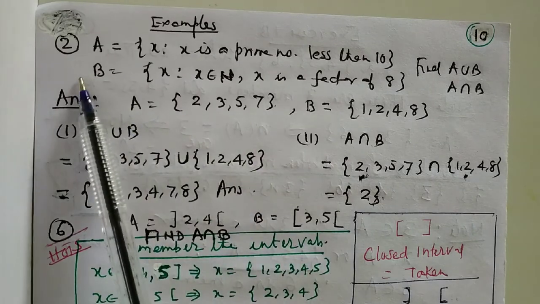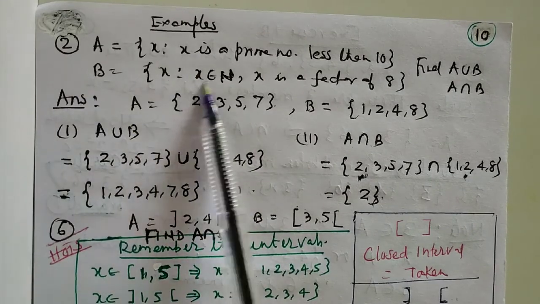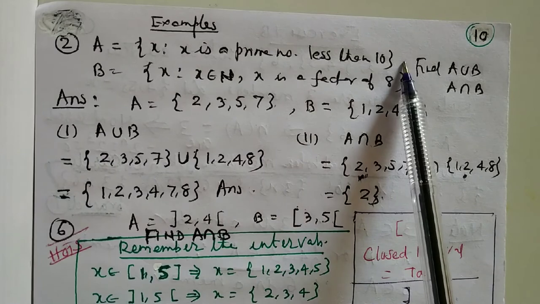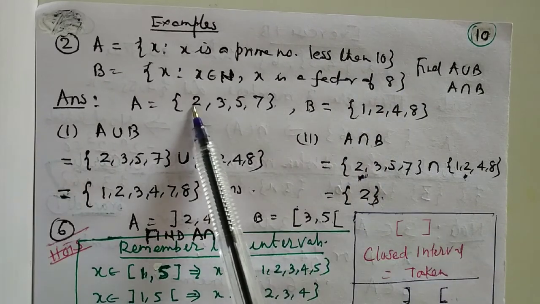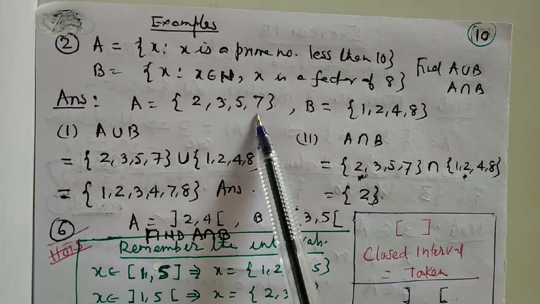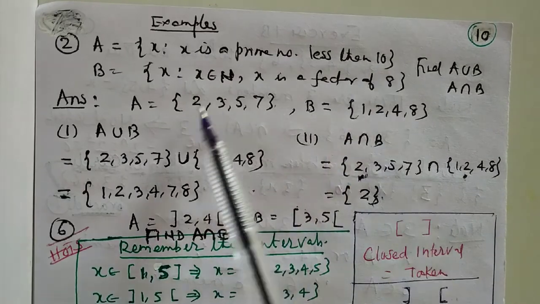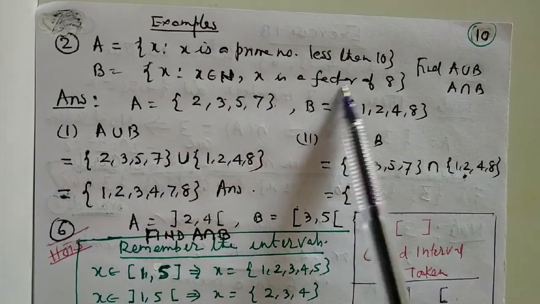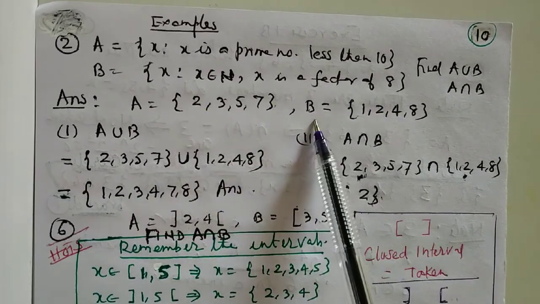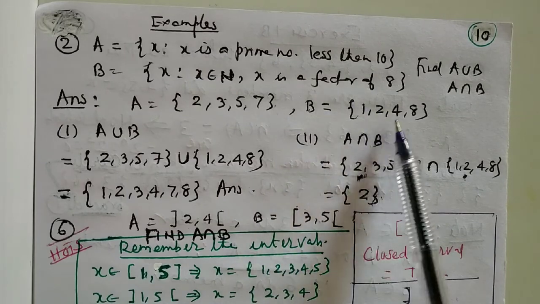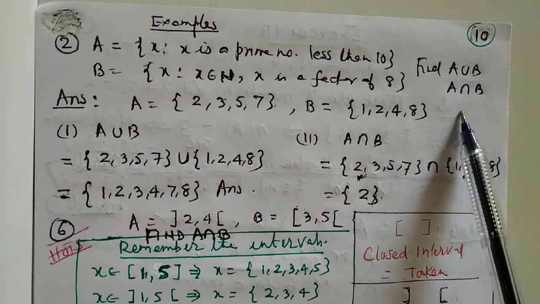Example second. A is equal to x such that x is a prime number less than 10. Prime numbers start from 2, then 3, then 5, then 7. So the primes less than 10 are these. B is the factors of 8: 1, 2, 4, 8. Find A union B, A intersection B.